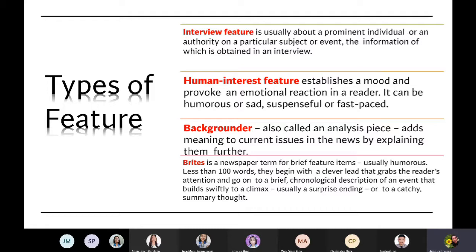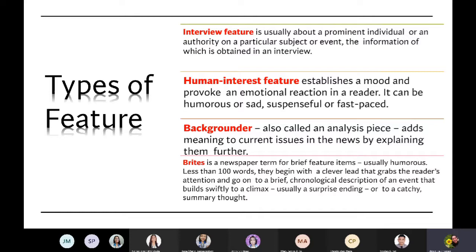This is super short. It's only 100 to 150 words. Like for news, the news lead can stand alone; for brights, it can also stand alone. Here it says less than 100 words. Okay? It can be less than 100 words, and everything is already there. It's like a short story, a super short story. But you are also giving information. Okay? So, those are the examples.